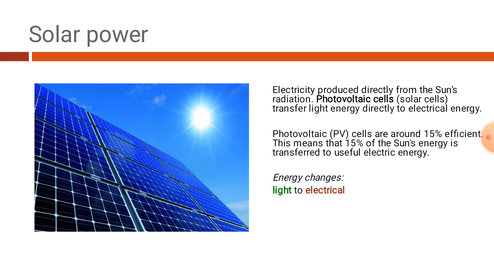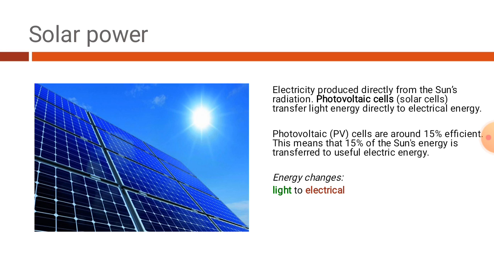Our next system is solar power generation. Electricity can be produced directly from the sun's radiation. Photovoltaic cells, these are the solar cells, transfer light energy directly to electrical energy. Just look at the structure, look at the color, the coating. It's dark. Why is it dark? Because it's a good absorber.